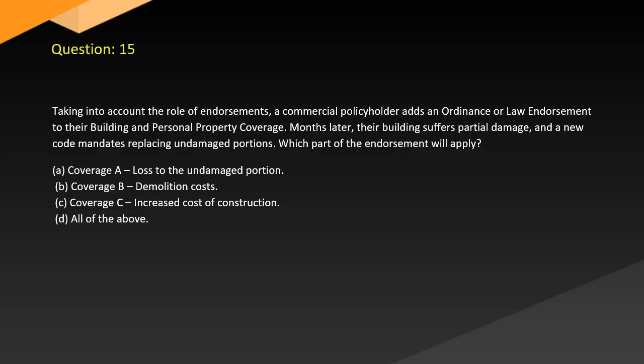Question 15. Taking into account the role of endorsements, a commercial policyholder adds an ordinance or law endorsement to their building and personal property coverage. Months later, their building suffers partial damage, and a new code mandates replacing undamaged portions. Which part of the endorsement will apply? A. Coverage A. Loss to the undamaged portion. B. Coverage B. Demolition costs. C. Coverage C. Increased cost of construction. D. All of the above.